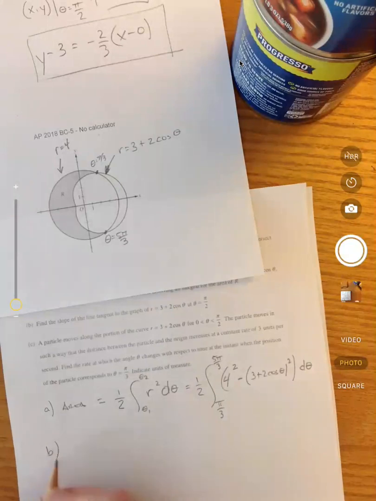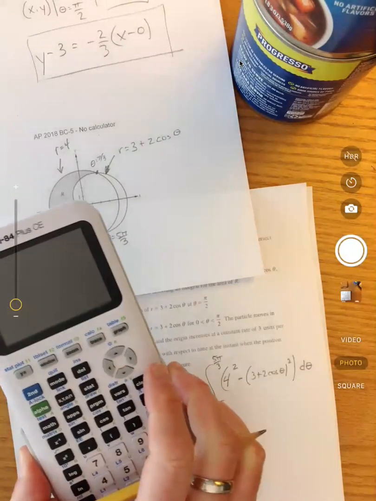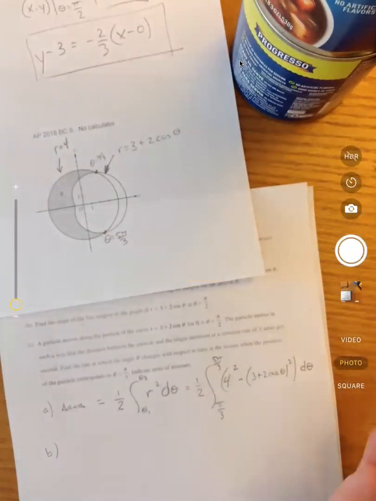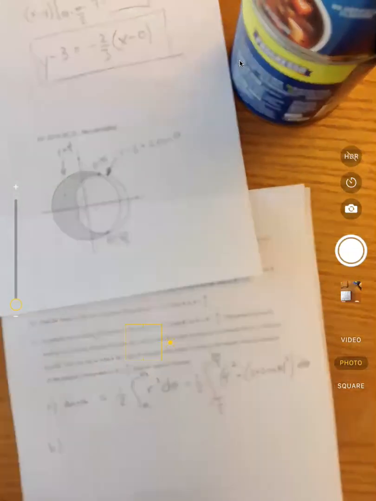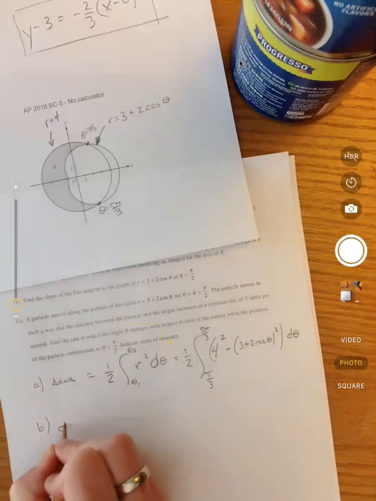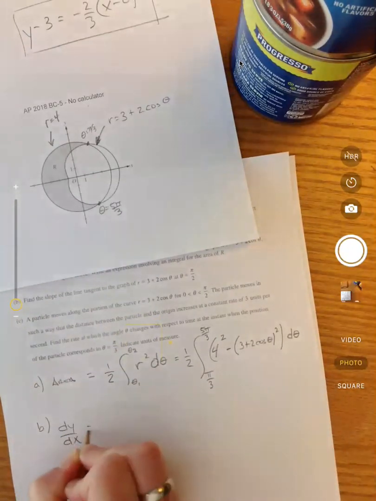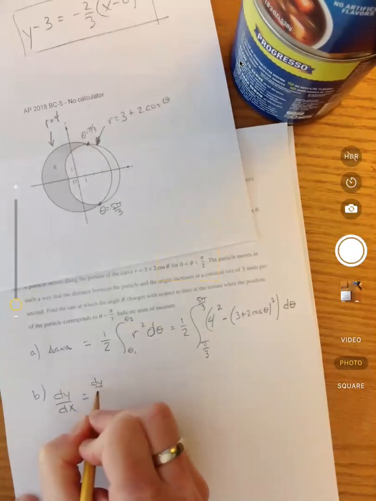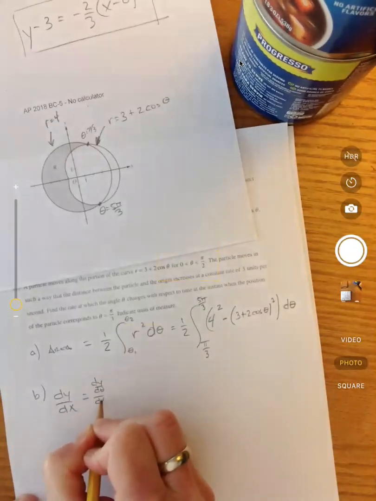Part B, find the slope of the line tangent to the curve. Ooh, they don't even want the whole equation, they just want the slope. All right, sweet. I'll just grab my, oh, wait a second. I don't get to use my calculator. So calculators put aside, how do I find the slope of a polar curve? All right, so let's scoot up here. dy/dx. All right, so remember this is dy d theta over dx d theta.